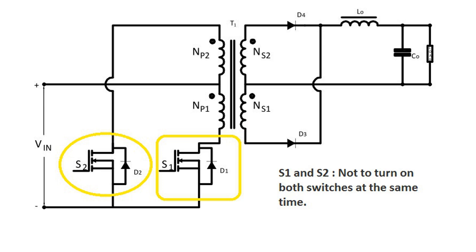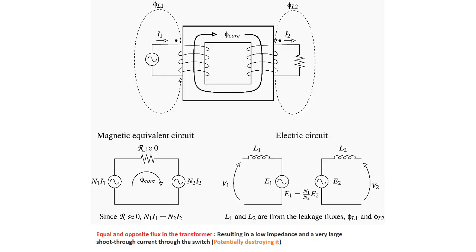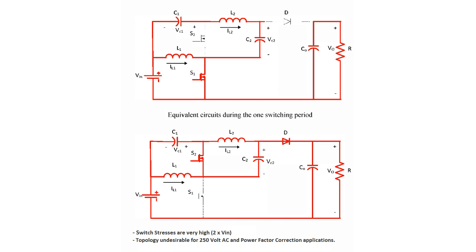Switching control can be difficult with push-pull converters, because care has to be taken not to turn on both switches at the same time. Doing so will cause equal and opposite flux in the transformer, resulting in a low impedance and a very large shoot-through current through the switch, potentially destroying it. The other disadvantage to the push-pull topology is that the switch stresses are very high, twice the input voltage, which makes the topology undesirable for 250 volt AC and power factor correction applications.